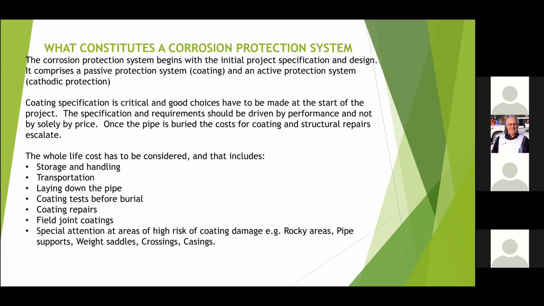So we need to consider what a corrosion protection system is in its entirety. And really the work has to begin at the beginning of the project, where everything has to be specified carefully. It generally comprises a passive protection system, which is the coating, and an active protection system, which is the cathodic protection. Now, I know that there are some structures which are not coated, some of the older water pipes, some offshore structures, or I'd say the majority of offshore structures are not coated, but they're not what we're talking about today, really. We're talking about buried pipelines.